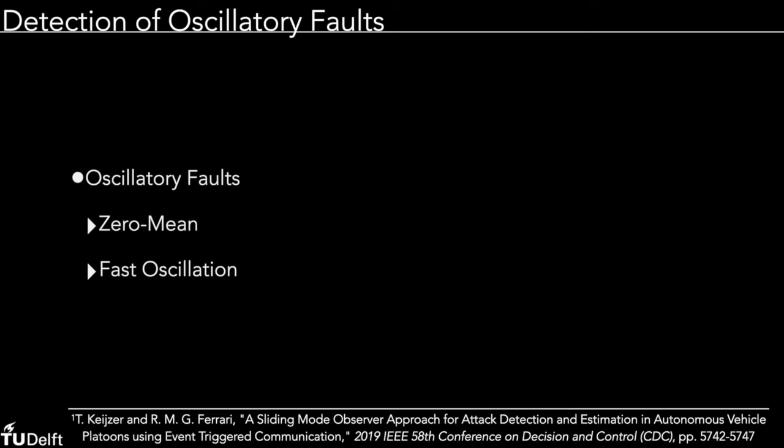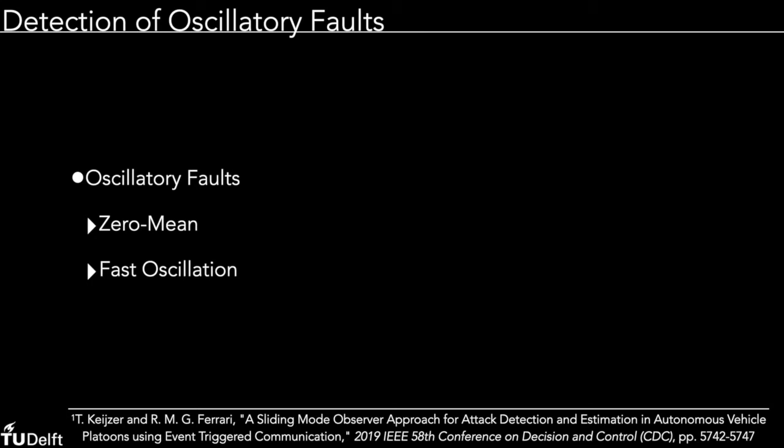But oscillatory faults are especially hard to detect. They are zero mean, such that the effects don't add up over time, and they oscillate fast, such that the response of a detector needs to be quick too. In this presentation, I will discuss our solution to the detection of these oscillatory faults, which is based on a sliding mode observer.